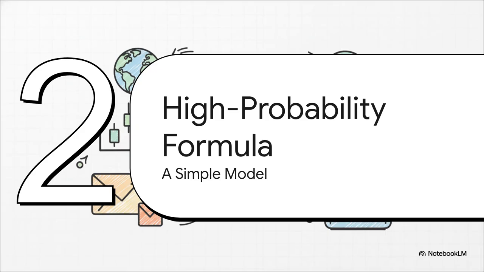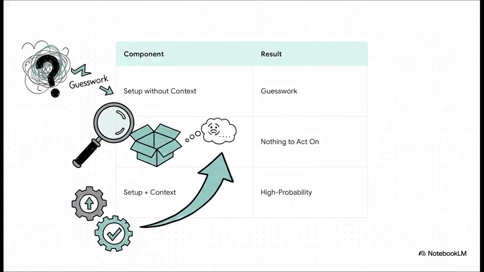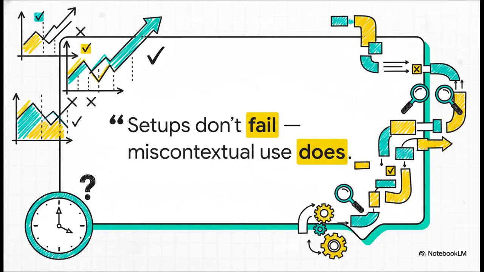So let's put it all together into a simple, really powerful formula that you can apply to every single trade you think about taking. Look at it this way. A setup with no context, that's just guesswork. It's a coin flip. On the other hand, having great context but no specific setup, that's useless too because there's nothing to act on. It's only when you combine a clear setup with the right context that you find those truly high probability opportunities.